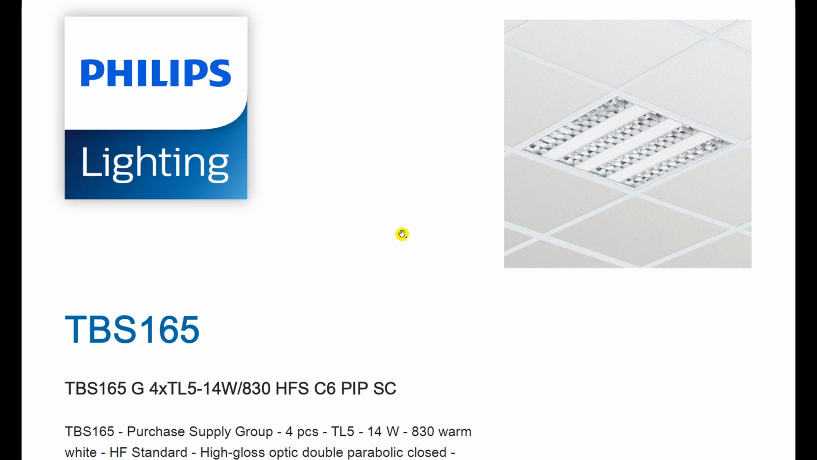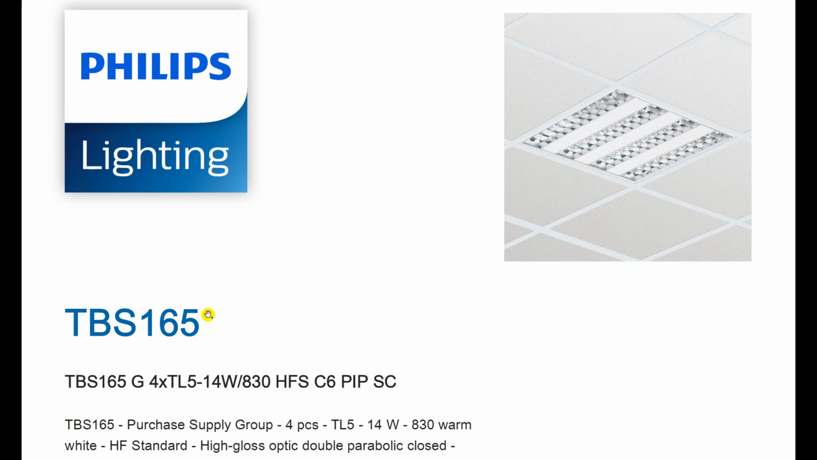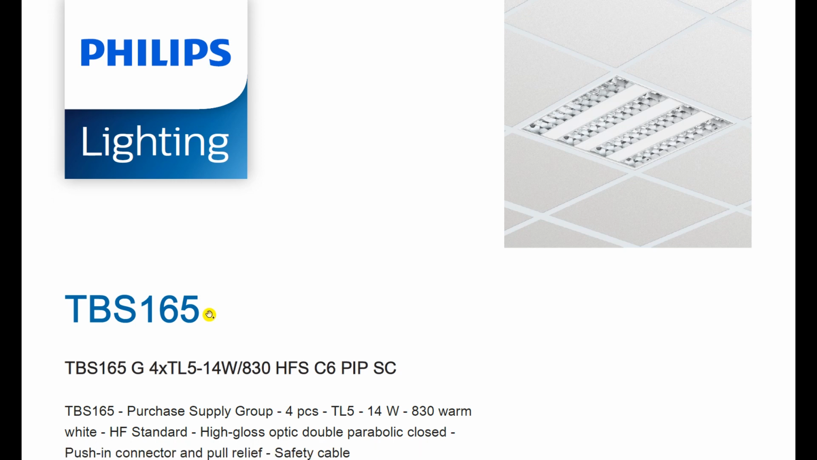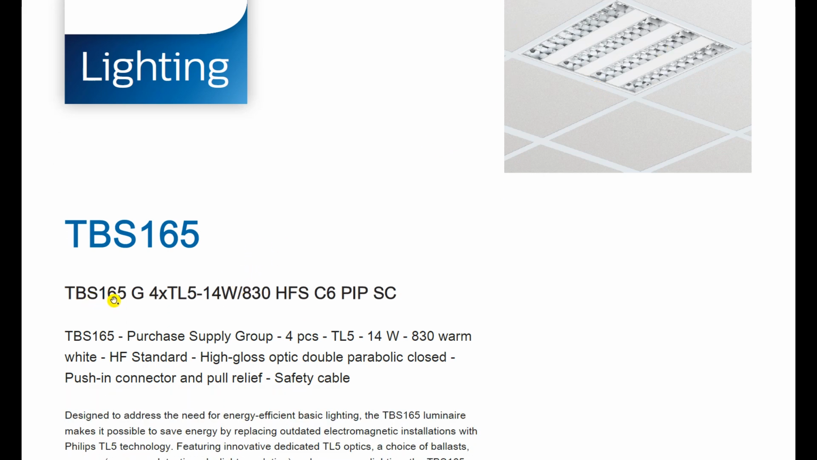As an example, one of the most famous is this one. It is 60 centimeter multiplied by 60 centimeter, length multiplied by width, which is TBS 165. Let's understand in the catalog what this means, the most important elements for us. As you can see, this one has 1, 2, 3, 4 lamps, four lamps. As you can see here, TBS 165 G4 multiplied by TL5.